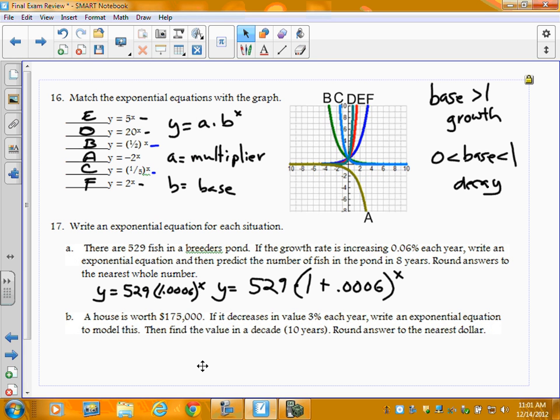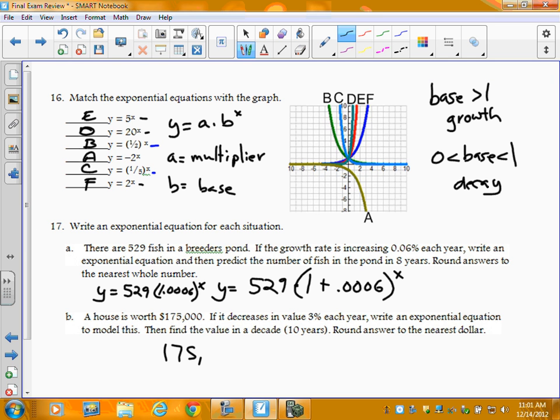A house is worth 175,000. It decreases. So it's going down. Again, I start out at 175,000. Instead of doing 1 plus r, there's an exponential decay, so I do 1 minus 3%. So write an exponential equation to model this, so that's 0.97 to the 10th.